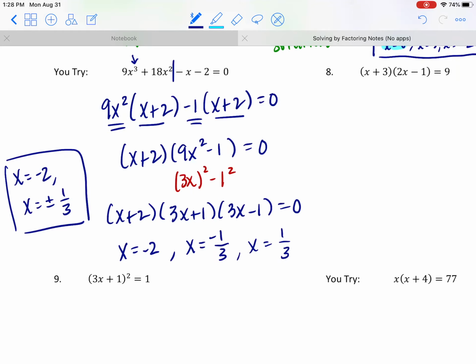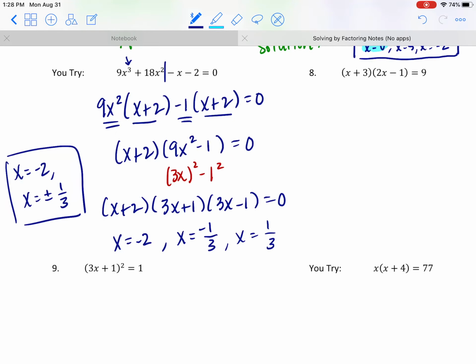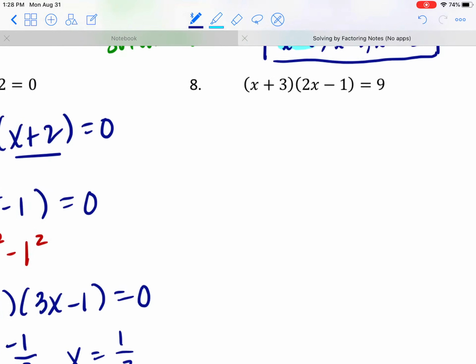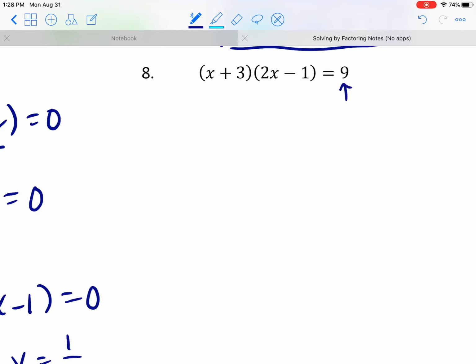Okay? Number 8 looks kind of fun. Well, I guess my idea of fun might be a little different from yours, but this is an interesting problem because it looks like it's factored for us, which is what we want, except that it isn't equal to 0. If I don't have a 0 over here, can I use the same property? Can I just say, well, what's going to make x plus 3 equal 9, because anything times 9 makes 9? No, it's not going to work like that. The only way for this to work is if that 9 is a 0.